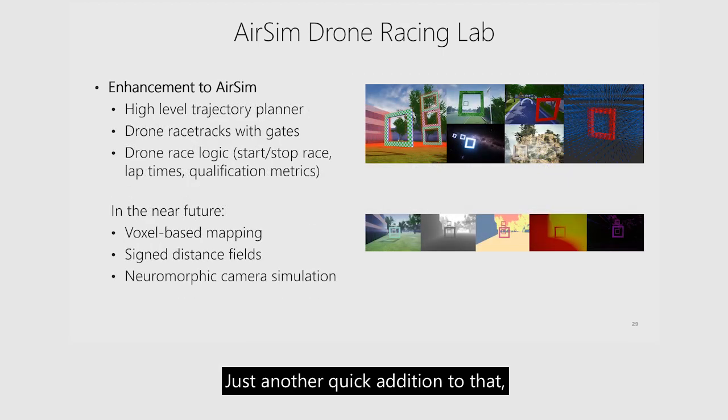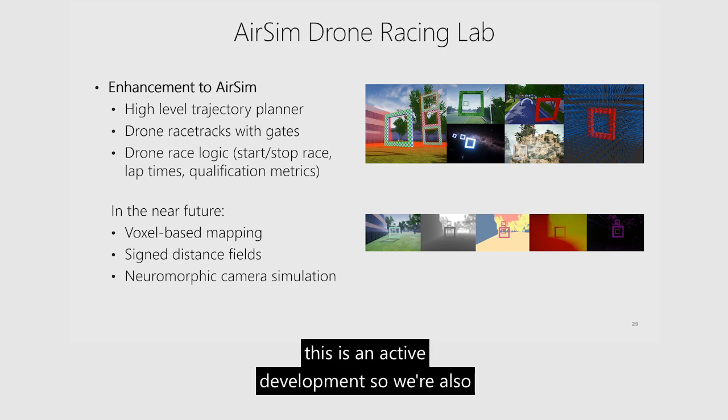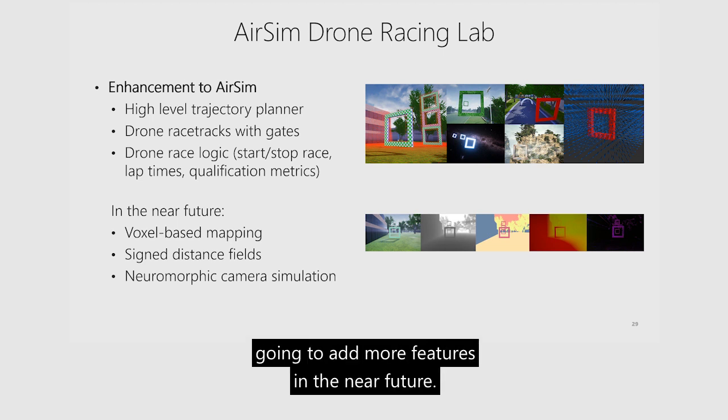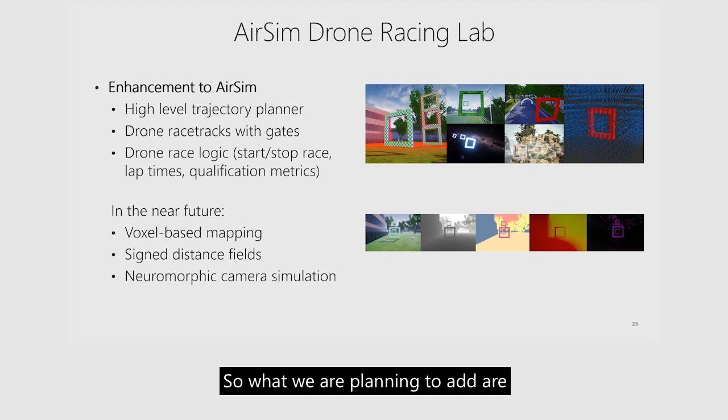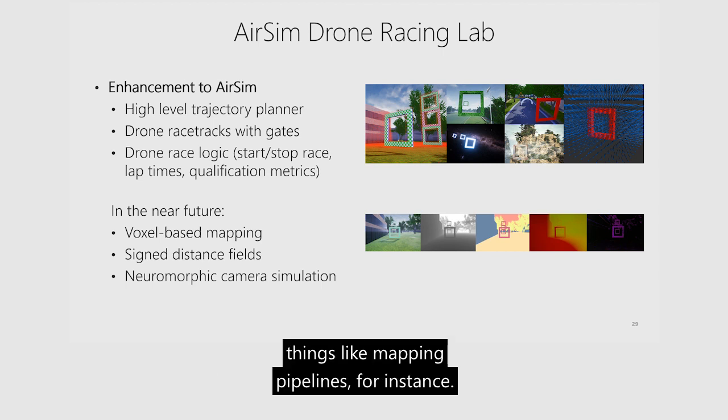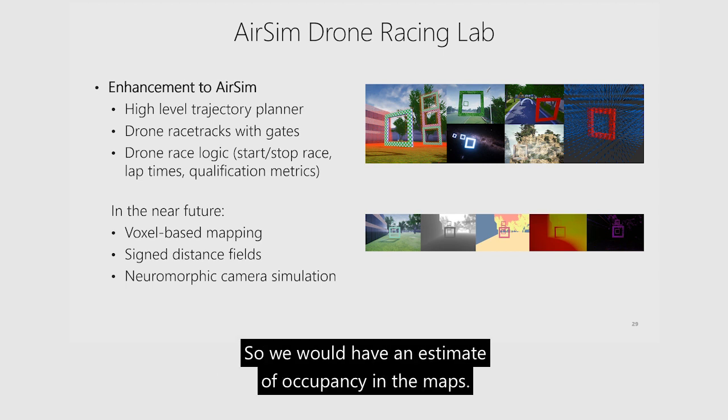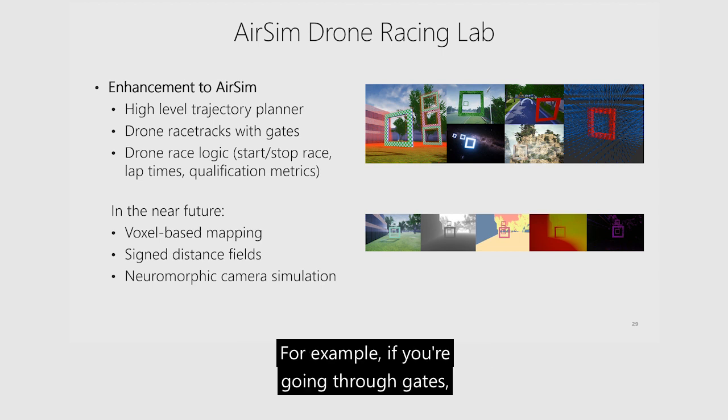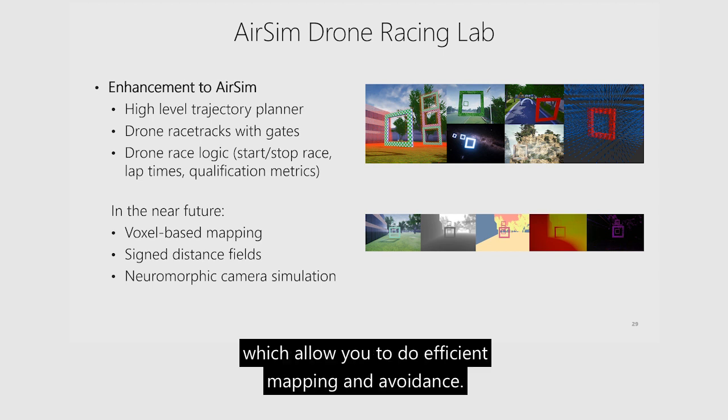And just another quick addition to that is that this is an active development, so we're also going to add more features in the near future. So what we are planning to add are things like mapping pipelines, for instance. So we would have an estimate of occupancy in the maps. For example, if you're going through gates, you need to know that the gate is an obstacle and that should be avoided, right? So we need an occupancy map, for instance. There are also more robotic specific tools like signed distance fields, which allow you to do efficient mapping and avoidance.